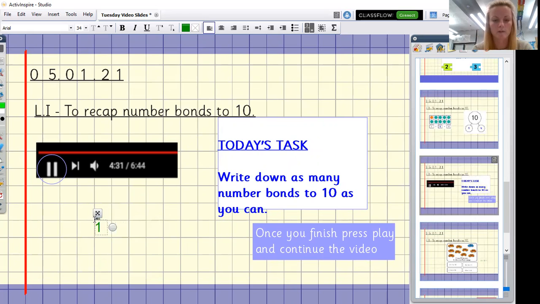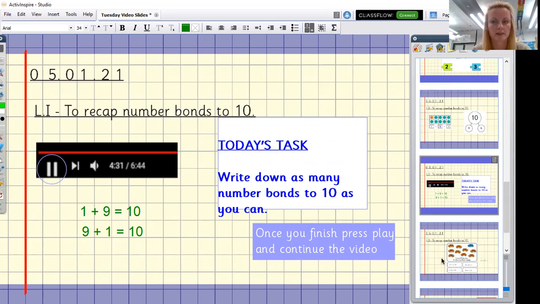So let's do that. 1 plus 9 equals 10. Oh dear, made a mistake. Or you could write 9 plus 1 equals 10. So lots of different ways. I want you to see how many ways you can write it. And if you want to really stretch yourself, try and put the answer at the beginning. So I'm going to let you press pause now and have a go at today's task.